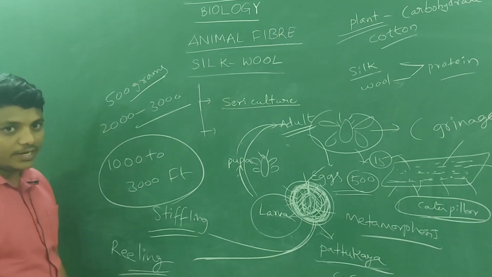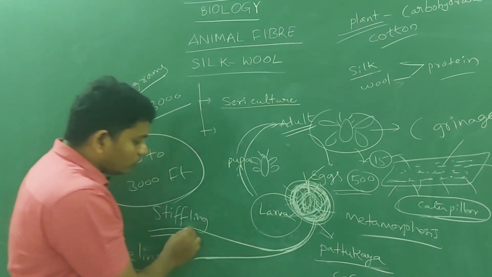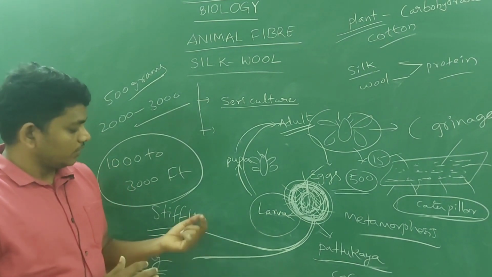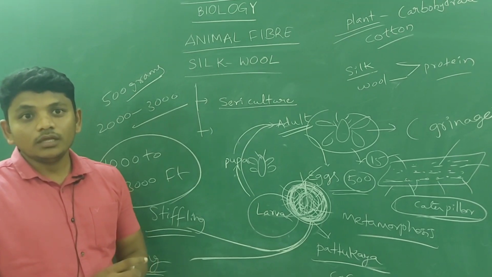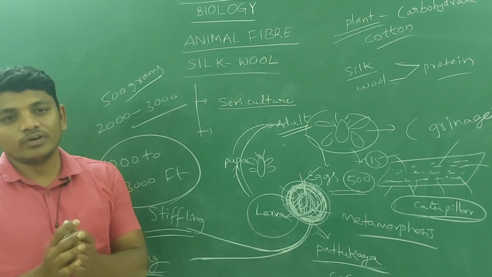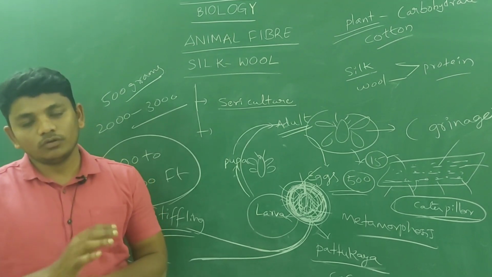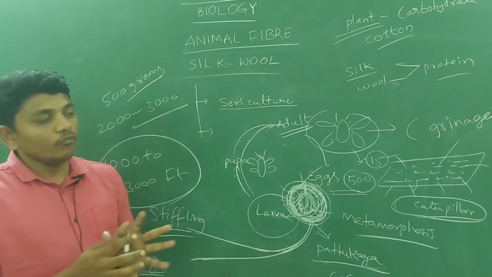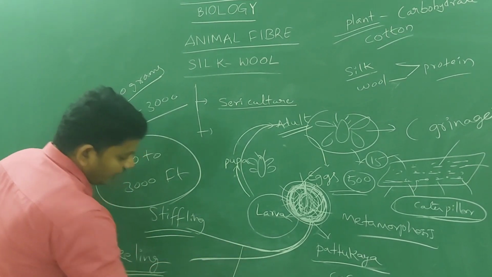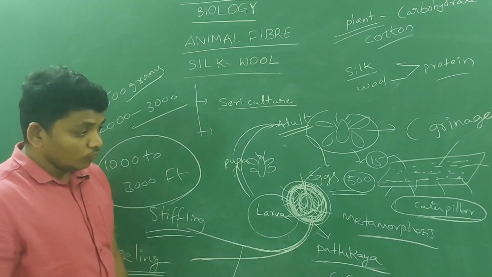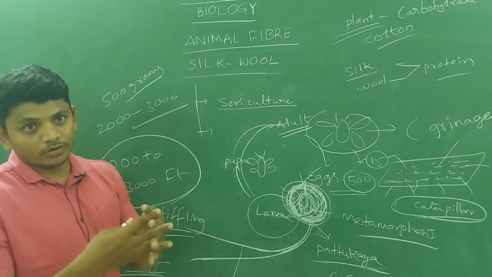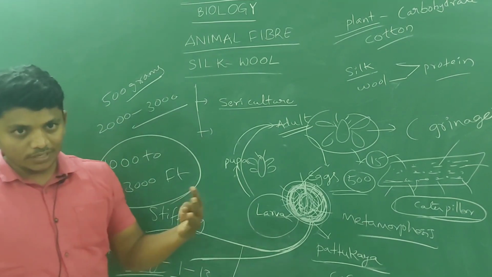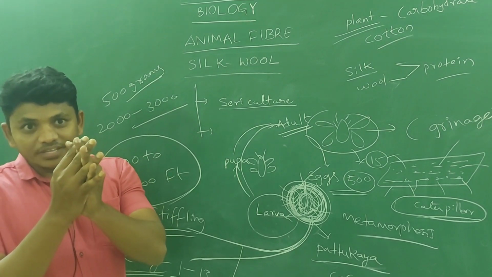What do you call that? Reeling. Okay. If the farmer takes out the thread from the cocoon, it is not directly useful for preparing a cotton or silk material, it should be combined with other threads. For making any silk saree or silk dresses, we have to combine each thread with another one. For example, 1 to 13 threads may be combined with each other.